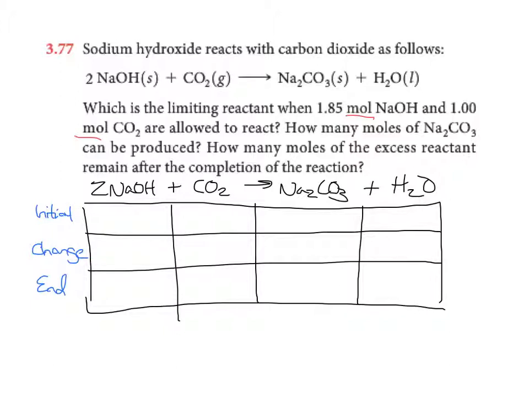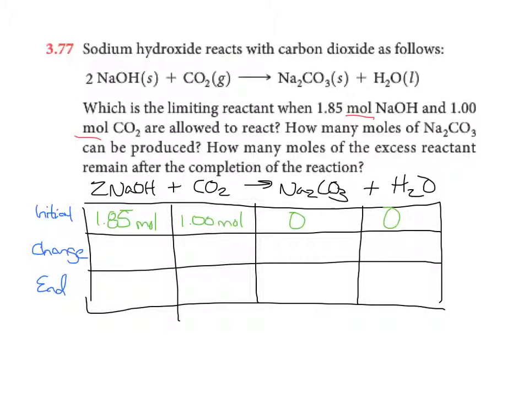So I know that I have 1.85 moles of NaOH, and I know that I have 1.00 moles of carbon dioxide. Again, this ICE table only works when we're talking about moles, so I would have converted anything in grams into moles. How much of the products did I start with? What do we think? Did they tell us anything about it? No. So we can assume no products there.